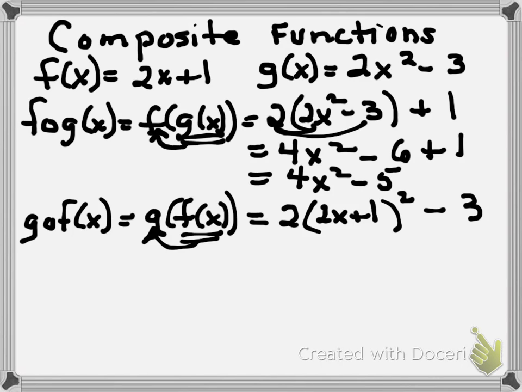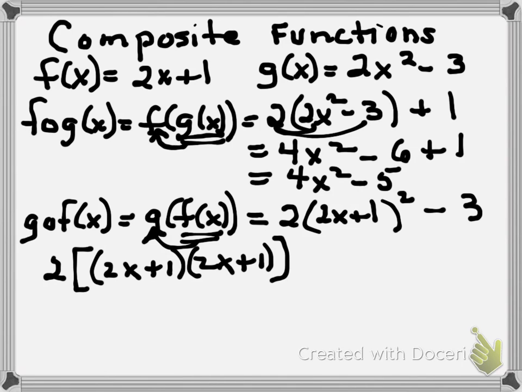So let's simplify this. Do not multiply through by 2 first. We're doing the power first and then multiplying by 2. So this is 2, and then I'm going to be taking 2x plus 1 times 2x plus 1, multiplying the result by 2, and then subtracting 3. So let's work on simplifying this problem.